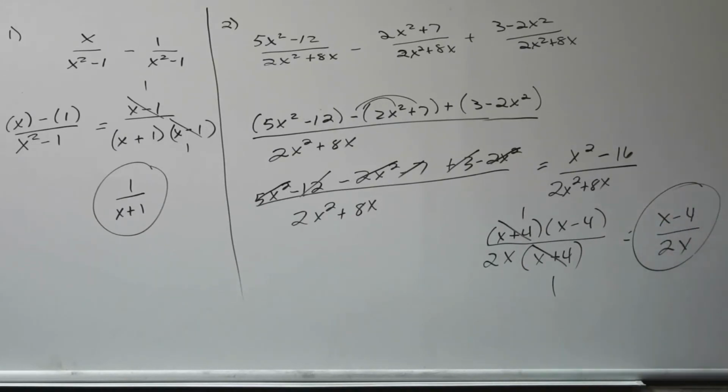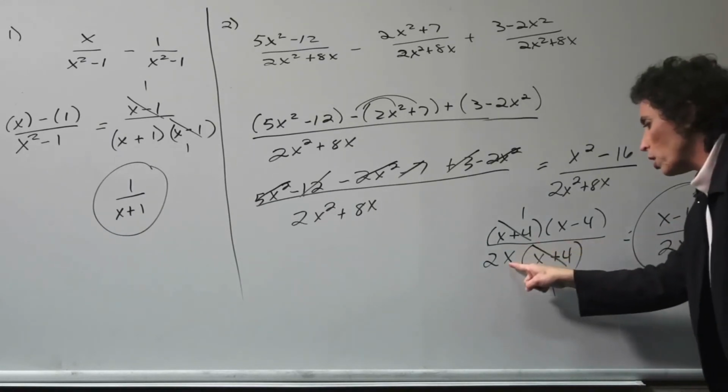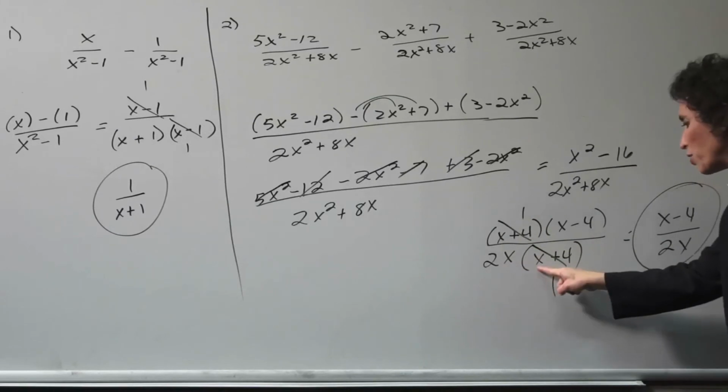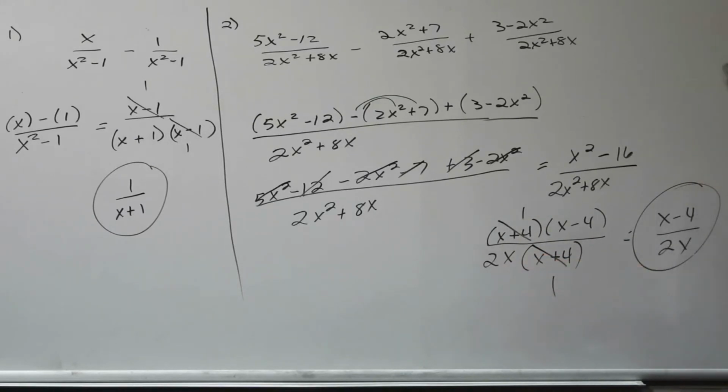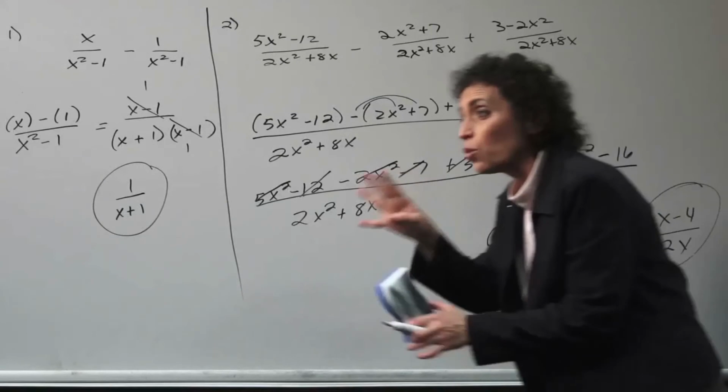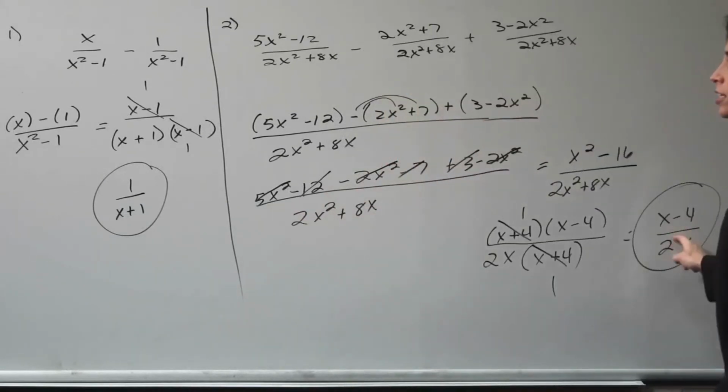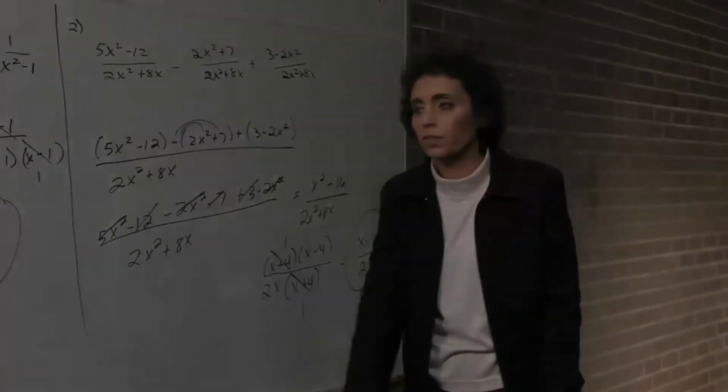One last thing. Is this true for all real numbers? Well, not for 0, because 0 would make x 0. And not for negative 4, because that would make that factor 0. That's a freebie. You didn't have to know that. But that's the answer. You are done. That takes care of this lesson.